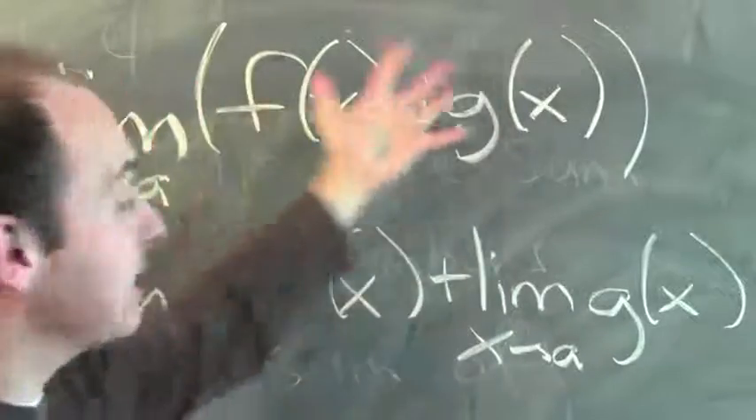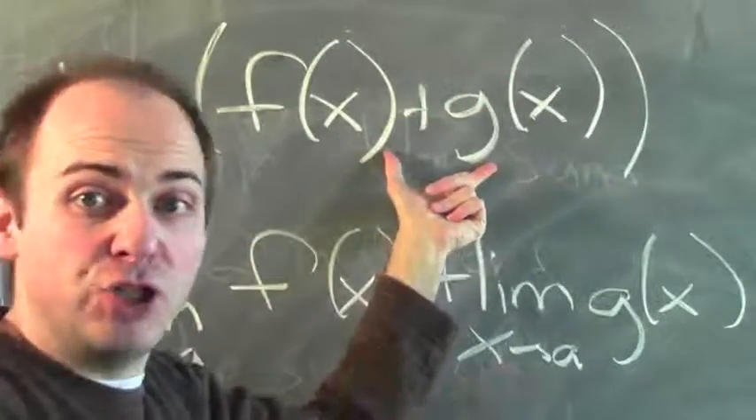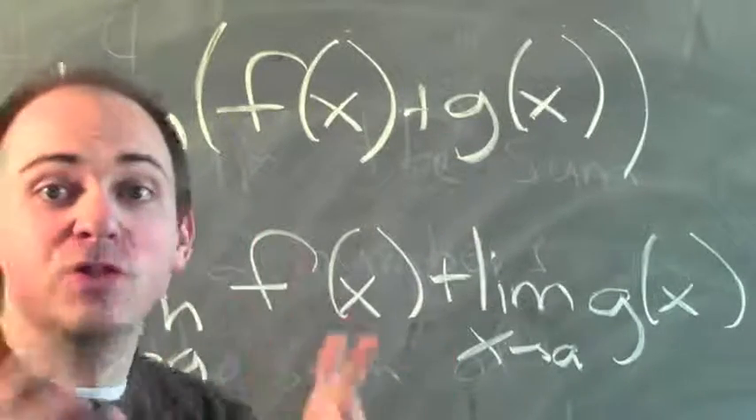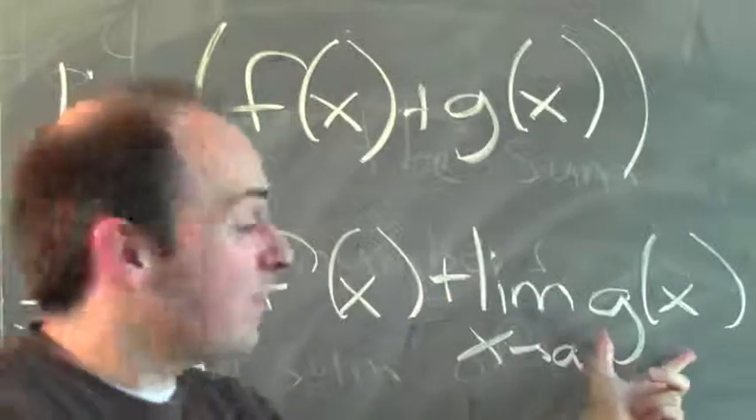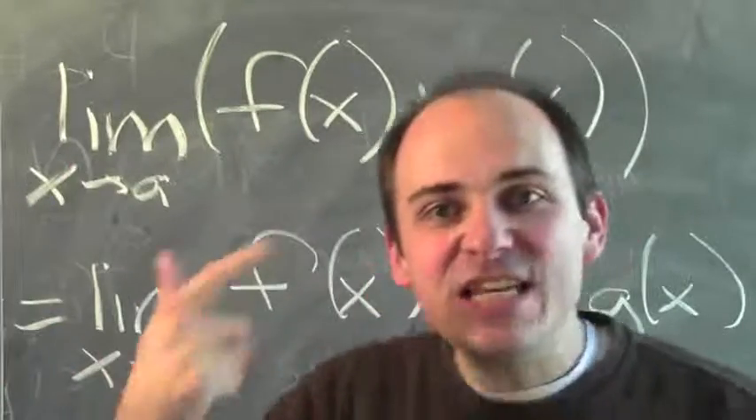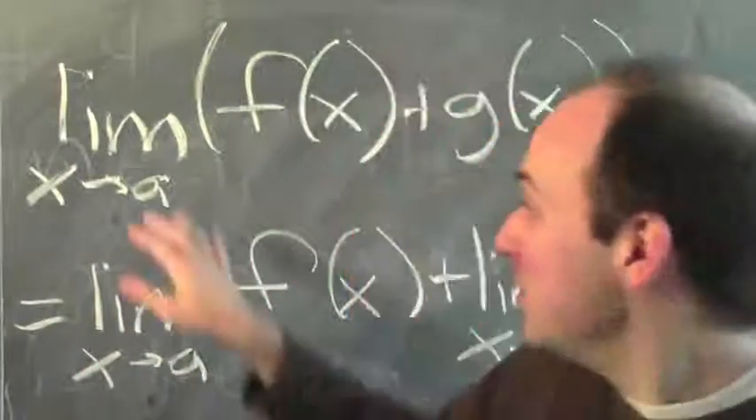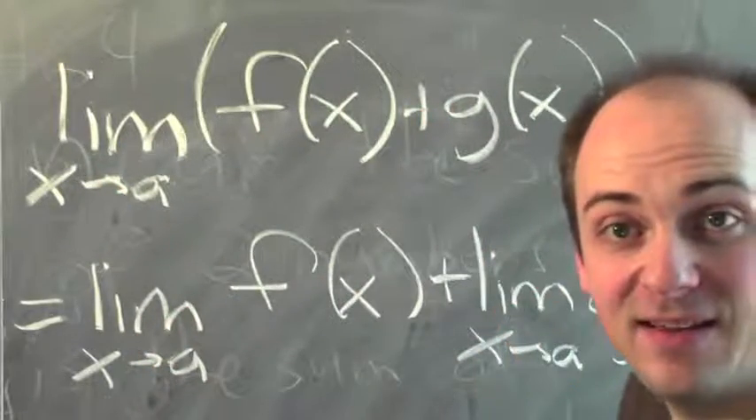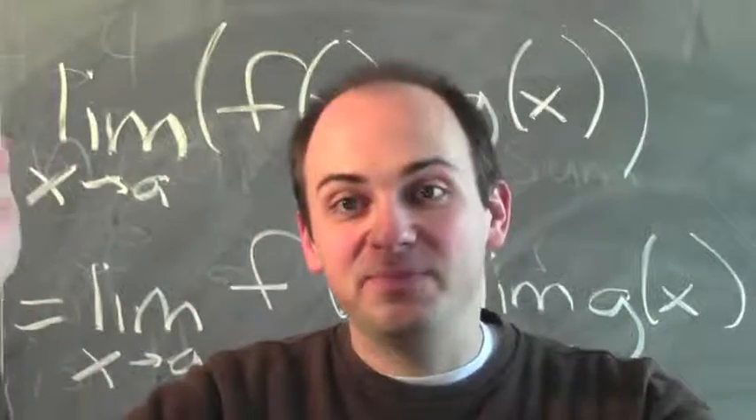Well, remember what this limit is saying. This is saying, what can I make f of x plus g of x close to if I'm willing to make x sufficiently close to a? Well, it's going to be close to whatever I can make f of x close to, added to whatever I can make g of x close to. It's the same kind of setup. Near the sum of two values is the sum of the nearby values. So the limit of a sum is the sum of the limits. We can use this fact to do some calculations. Let's see how.